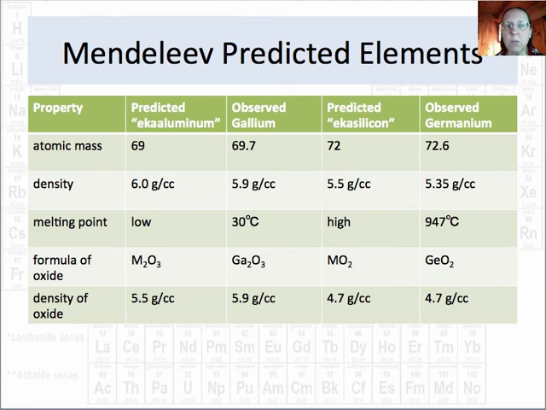The element gallium was discovered 4 years after Mendeleev's prediction, with characteristics just as predicted. Germanium was not discovered until nearly 2 decades later, but it also has characteristics as predicted by Mendeleev.